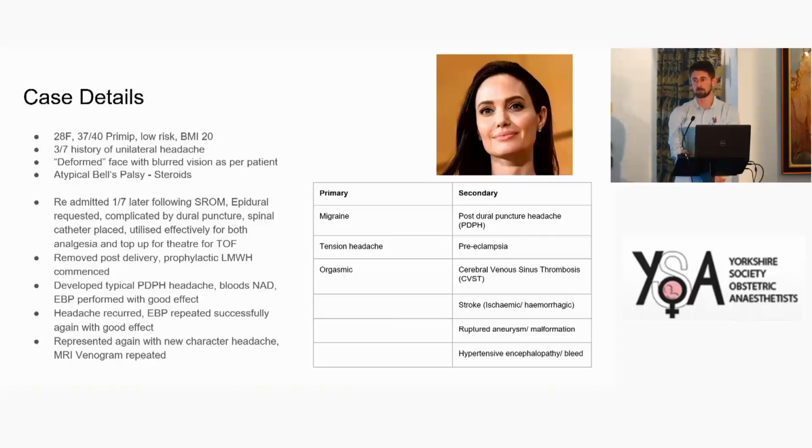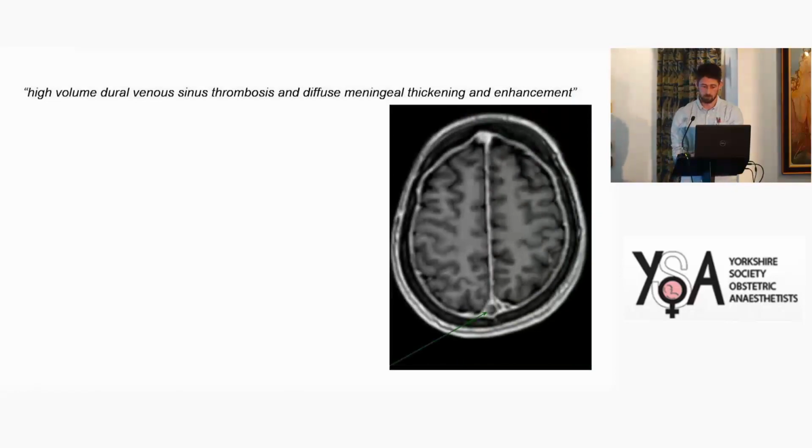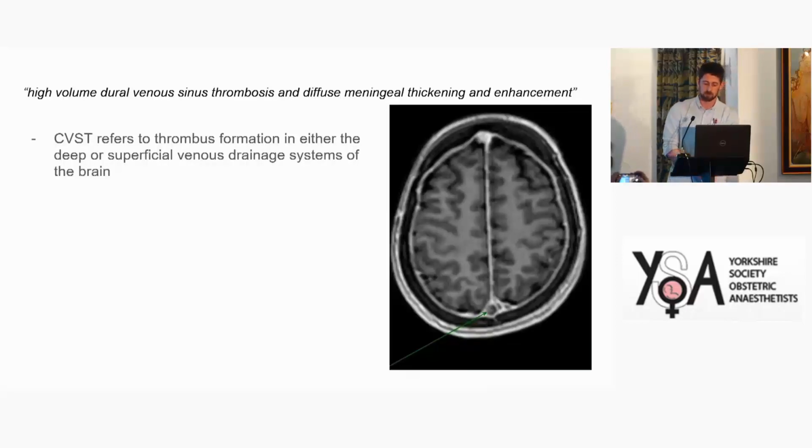She presented again, this time with a different headache, and the neuroimaging that had been performed 6 days prior was repeated, and it showed this. So one of our radiologists has very kindly put an arrow on there, but this is a high-volume dural venous sinus thrombosis with diffuse meningeal thickening and enhancements. So I did a bit of reading. By and large, CVST can be referred to as a DVT of the brain.